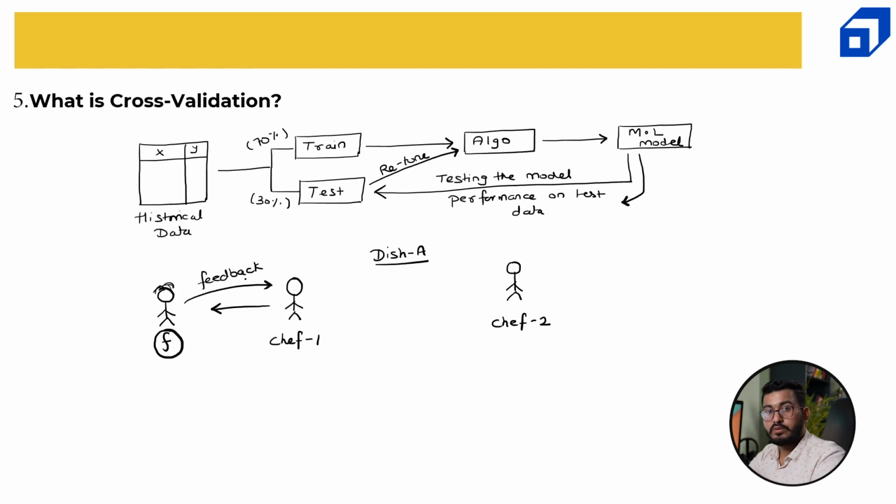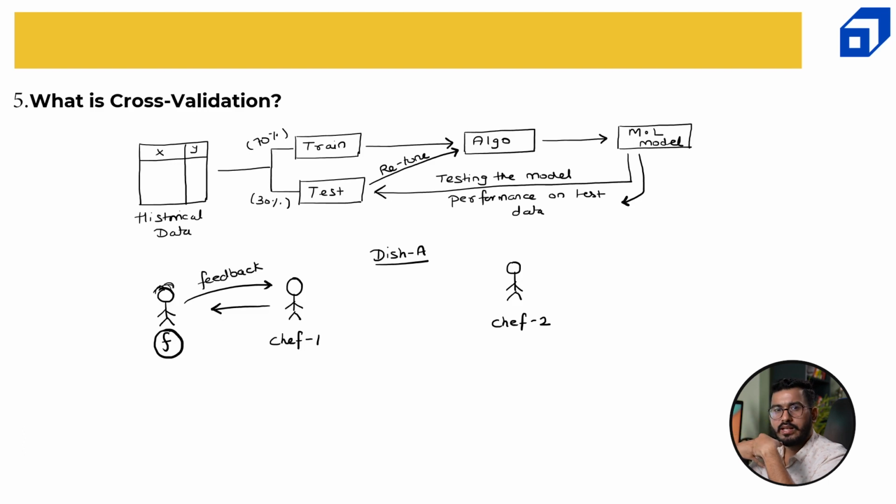Let me again explain this situation. Chef 1 and chef 2 both are trying to prepare a new dish which is named dish A. Every time chef 1 is preparing this dish A, he is only making his very close friend taste it, and based on his feedback he is making the changes. He is doing this with only one friend.